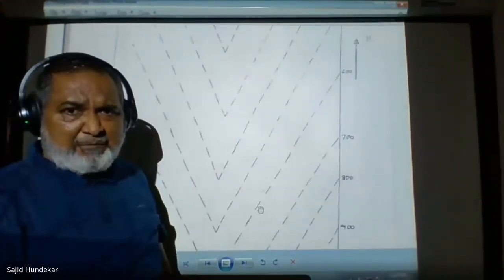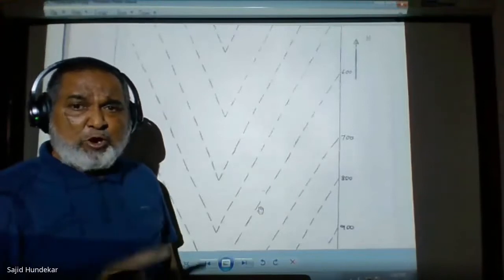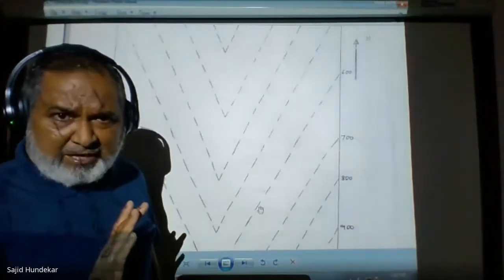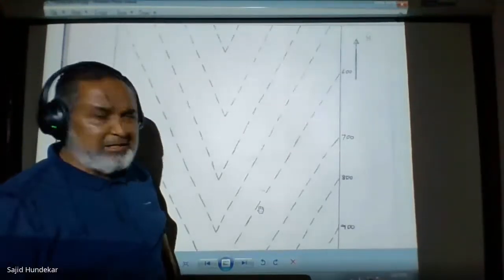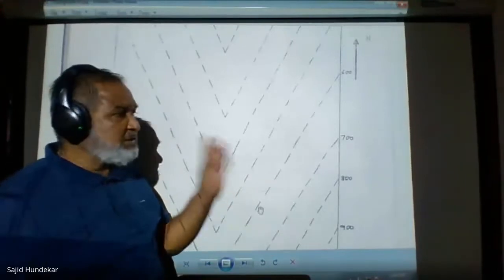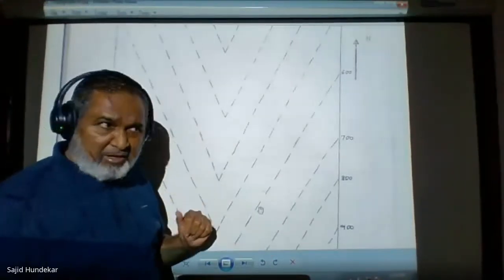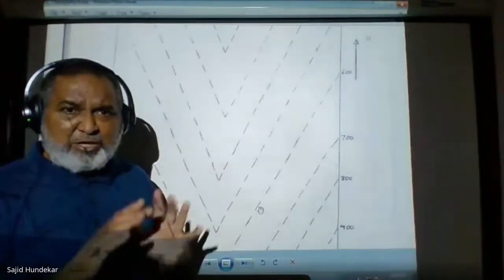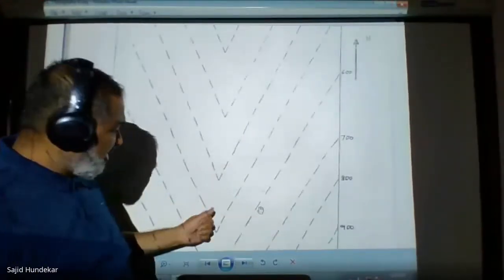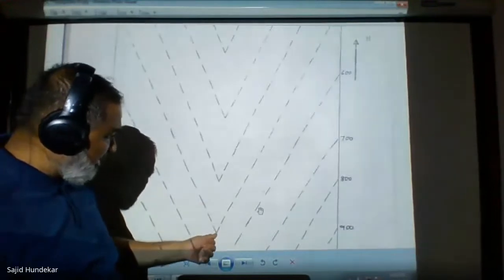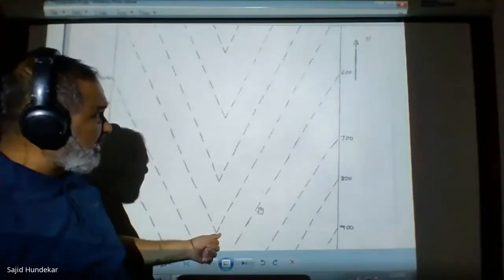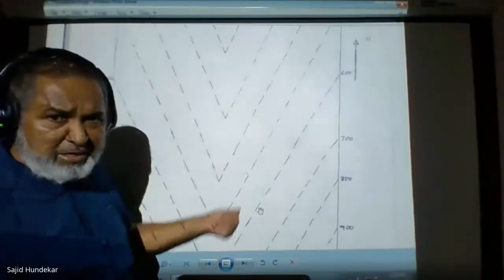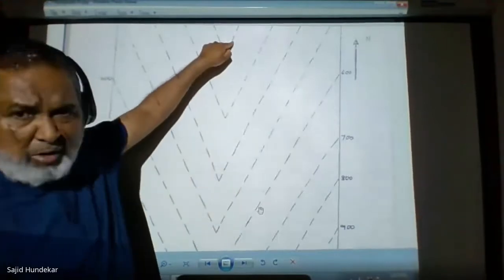The given map represents a V-shaped open contour pattern. This is the first sentence. Second sentence, the contour interval is 100 meters. Third point, all contours are equally spaced. They show uniform slope. The contour values decrease. The highest contour is 500 meters and the minimum is 200 meters.